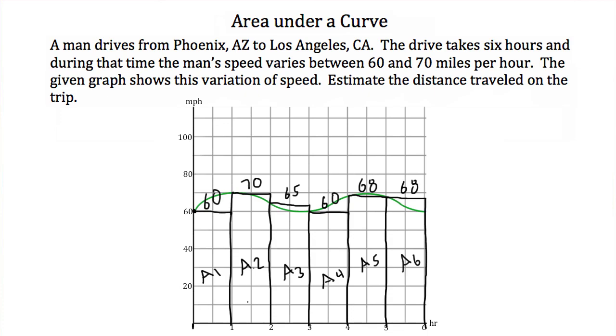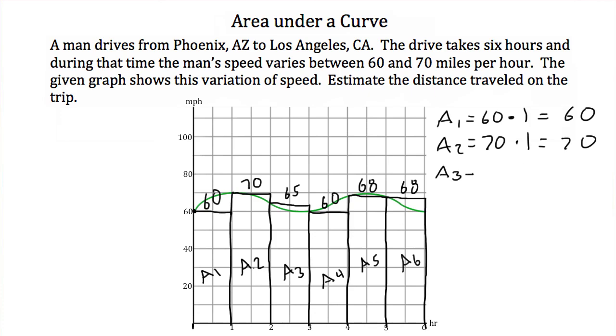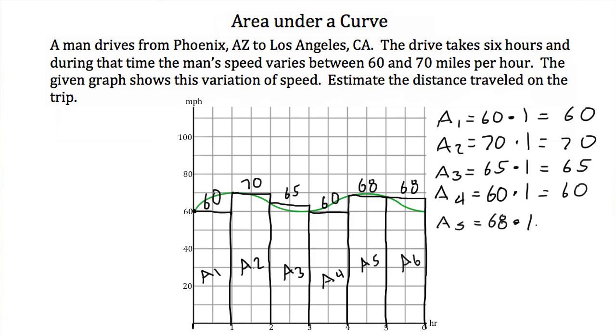Now all of these rectangles have a width of 1. So area 1 is just its height, 60, times its width, which is 1. So its area is 60. Area 2 has a height of 70 and a width of 1, so its area is 70. Area 3 has a height of 65 and its width is 1, so its area is 65. Area 4 has a height of 60 and a width of 1, so its area is just 60. Area 5 has a height of 68 and its width is 1, so its area is 68. And area 6 has a height of 68 and its width is 1, so it has an area of 68.